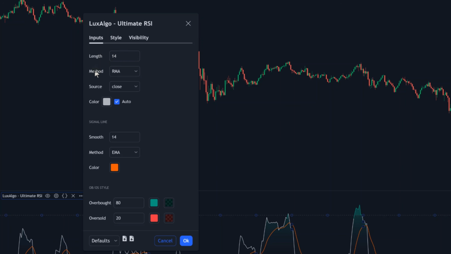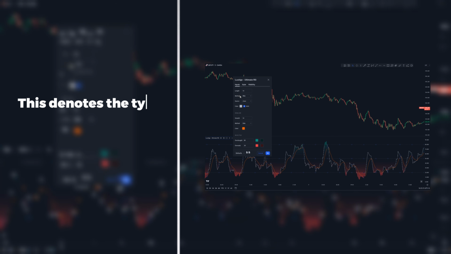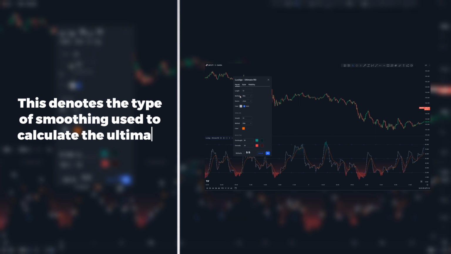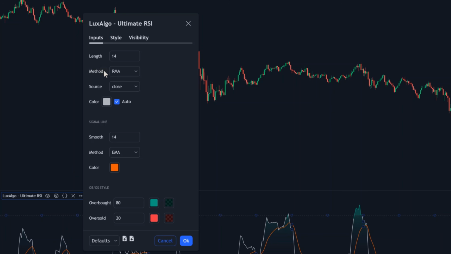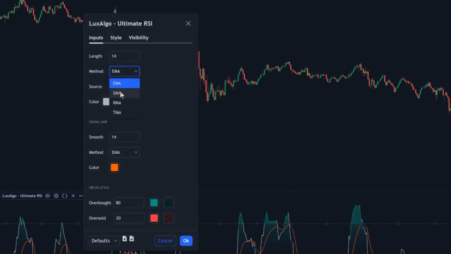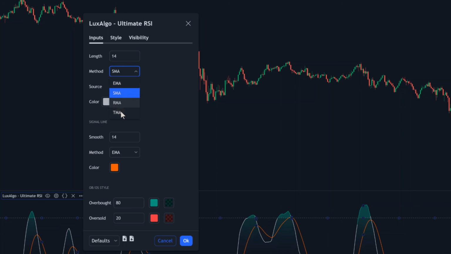Next up is the method. This denotes the type of smoothing used to calculate the Ultimate RSI. These techniques help in refining the price data, thereby making the trend identification more lucid. As we can see here, options are presented in a spectrum of reactivity, with the most reactive at the top, cascading down to the least reactive at the bottom. We're gonna go with TMA.